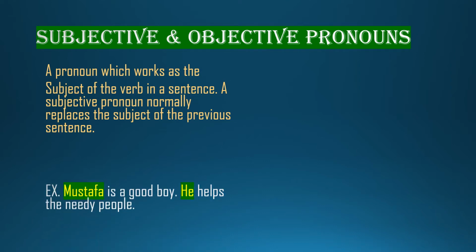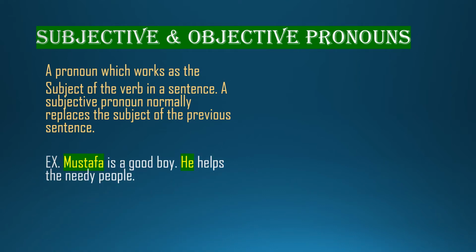For example, Mustafa is a good boy. He helps the needy people. Here, Mustafa is the subject, and for that subject, I have used what in the second sentence? He. It is the pronoun of our subject, so it is called a subjective pronoun.